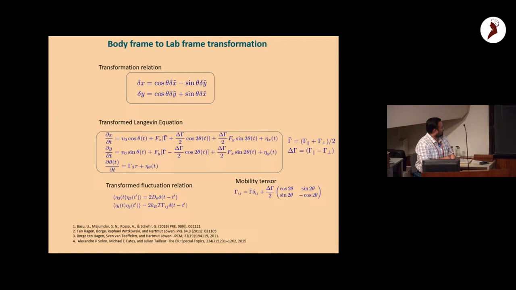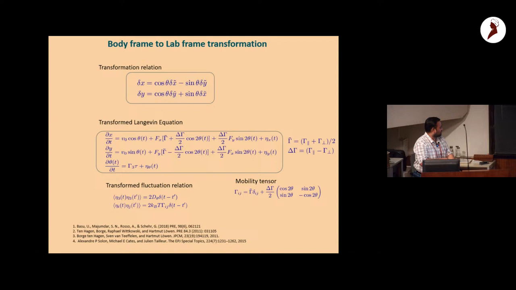So here, if you see the mobility tensor, it gets coupled, as I have said. So this has become the new form, and the fluctuation relation will also depend on this gamma ij. That is why it will give a different nature than it had in the body frame. These are the papers that are very important for spherical particle dynamics, by Urna, Satya, Gregory and several others, and this is a very good review by Solon.